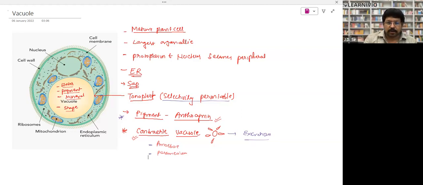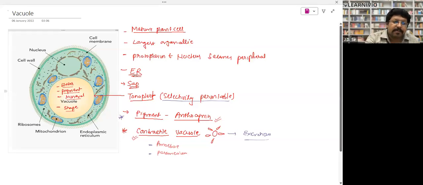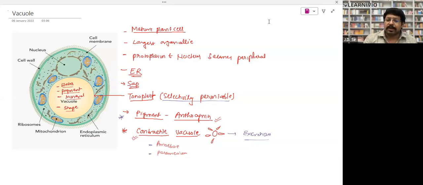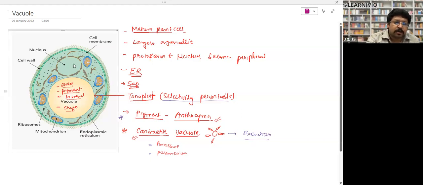Vacuole is the largest organelle. It takes lots of space. So in any plant cell, you won't find the nucleus at the center. Why? Because the vacuole takes lots of space. The vacuole pushes the nucleus and protoplasm aside, to the peripheral part. So this is the nucleus, this is the protoplasm, this is the vacuole.